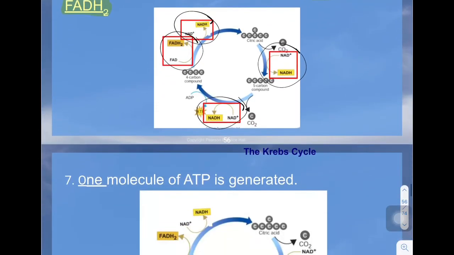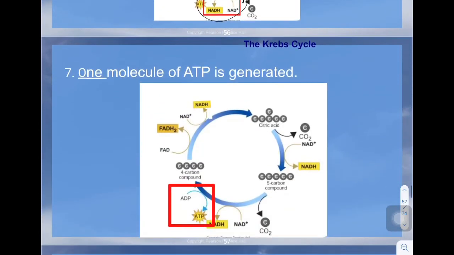And step number 7, 1 molecule of ATP is generated. So all that work for just one molecule of ATP. You might be thinking, wait a minute, glycolysis gave us 2 molecules of ATP. That at least is a little bit better than this one. But do remember that this is only for one molecule.